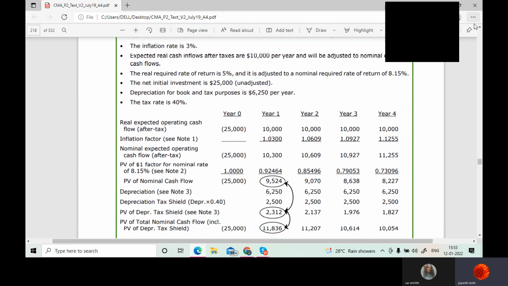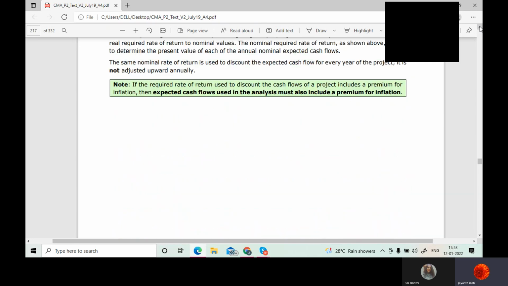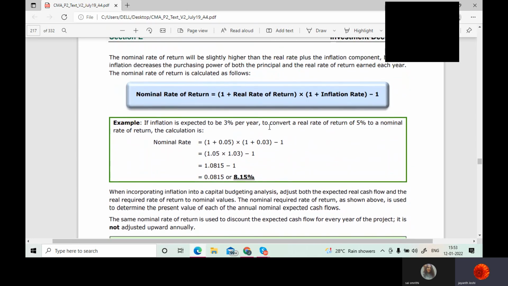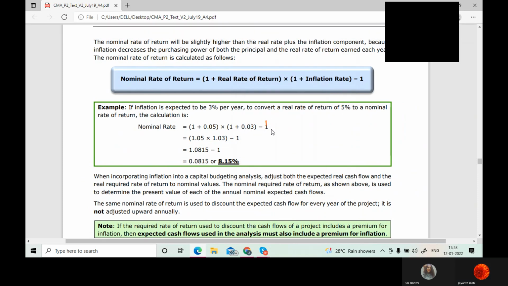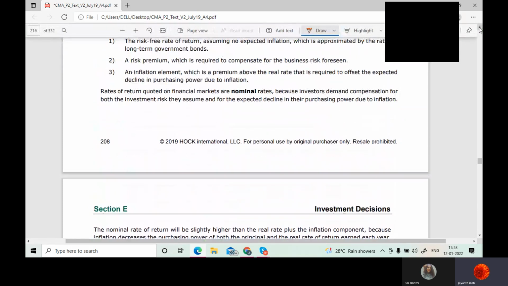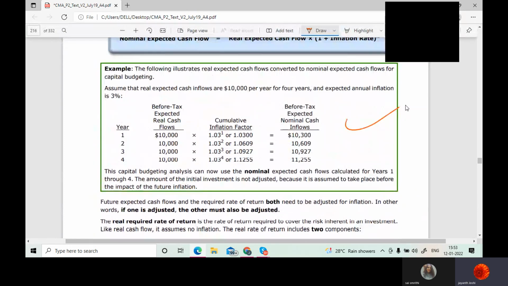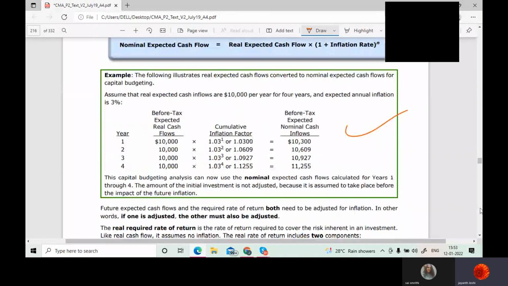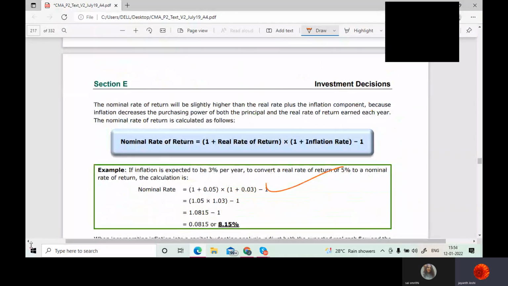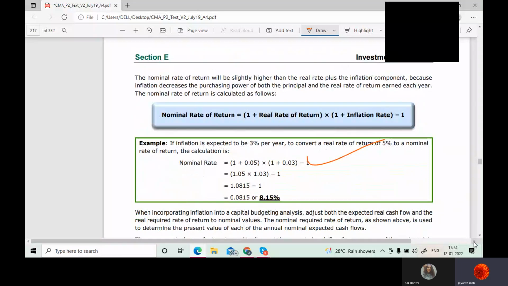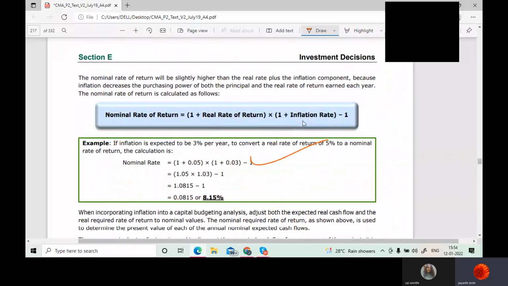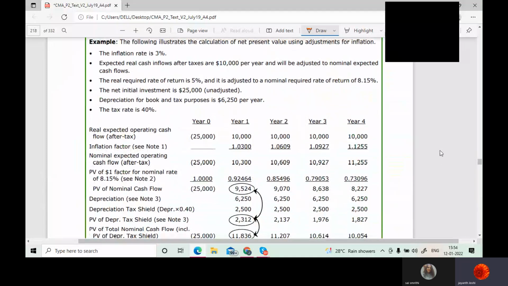So today, I think we have done this question. We have done this, yes. Okay, so you can check this out. Already in the previous session we have checked this. Nominal return is (1 plus real return) into (1 plus inflation rate) minus 1. We have done this question already. So let's go with this question.